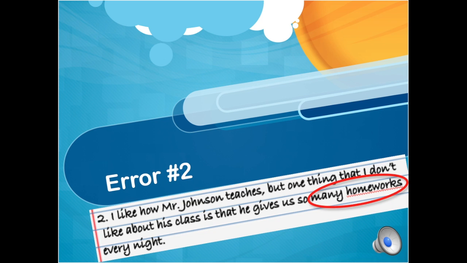The word homework is a non-count noun. Non-count nouns do not have a plural form, so S should not be added to these nouns. For example, we do not say, take out your 3 homeworks. But we do say, take out your 3 assignments, because assignment is a count noun and homework is a non-count noun.